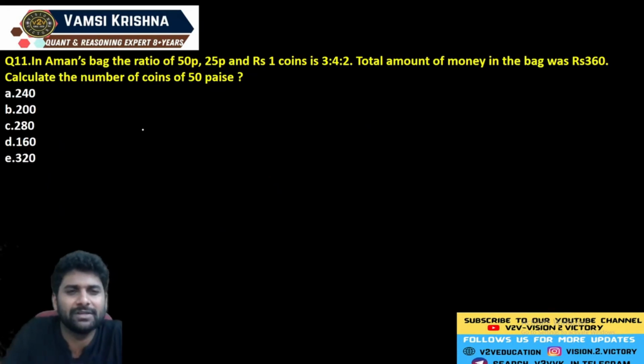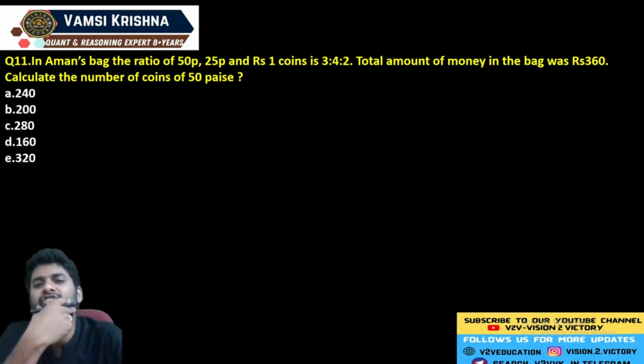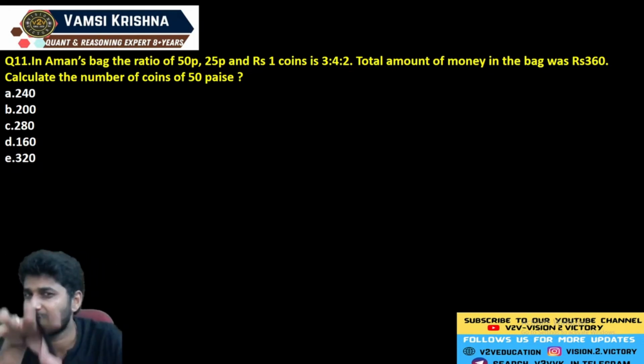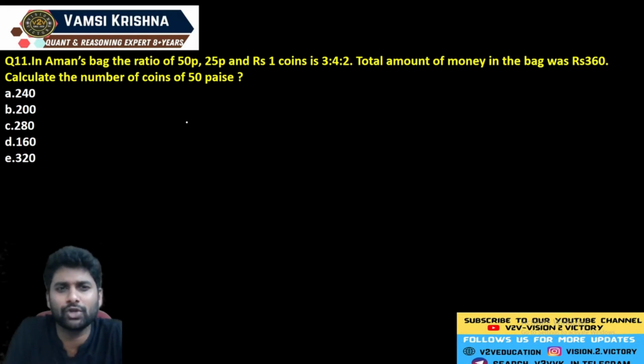Go through the next information. Aman's bag has 50 paisa, 25 paisa, 1 rupee coin in the ratio of 3 is to 4 is to 2. The total amount of money in the bag was 360 rupees. Calculate number of coins of 50 paisa. Either you can take the information in terms of paisas or in terms of rupees. So convert whole data into the rupees. 50 paisa means half of rupee. 25 paisa means 1/4 of rupee. It's a 1 rupee.